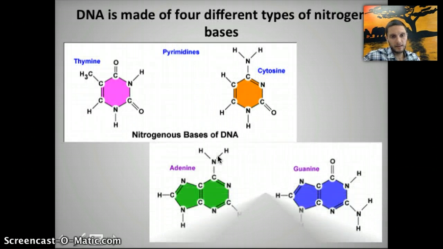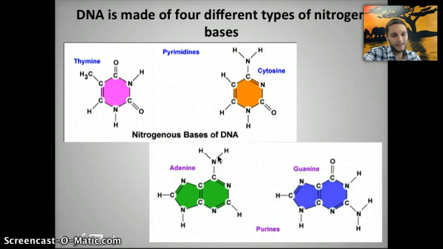Those nitrogen bases in these nucleotides can be grouped into two different categories. One is called the pyrimidines, and the second is called the purines. Thymine and cytosine make up the pyrimidines, and adenine and guanine make up the purines. DNA is a double-stranded helix, and a pyrimidine matches with a purine. And what happens is the thymine matches with the adenine and cytosine matches with guanine.